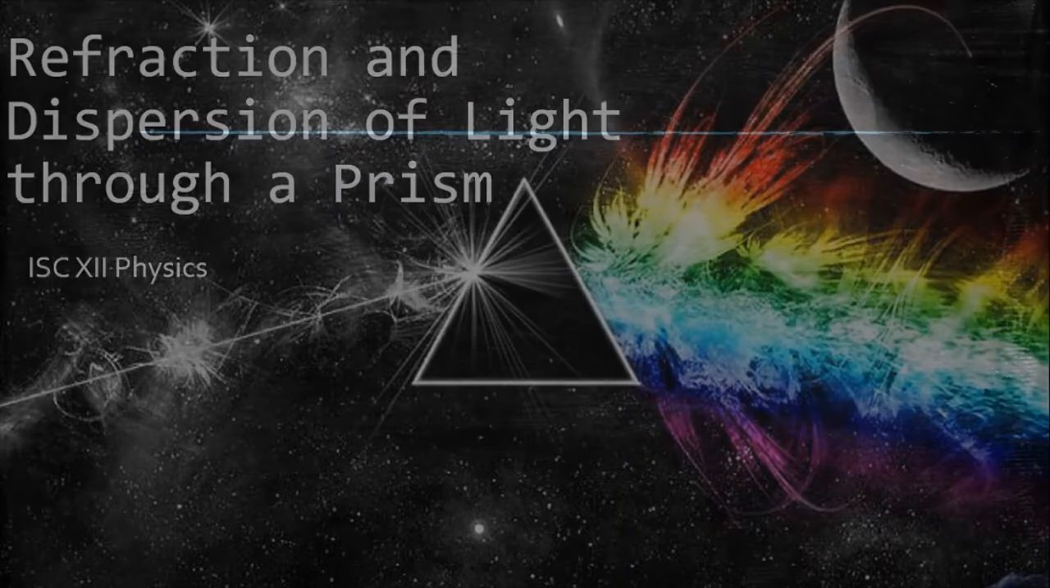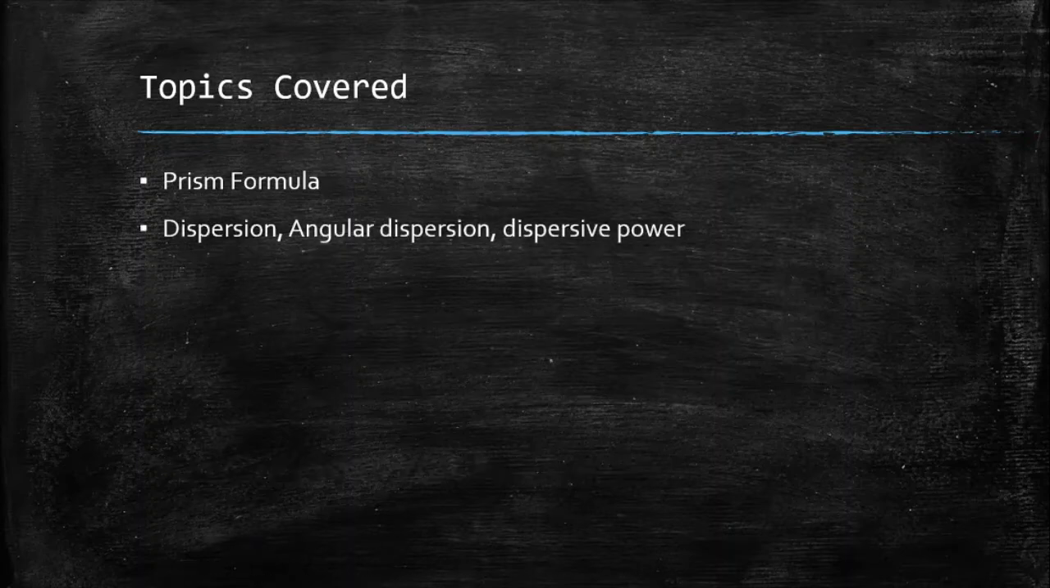Before moving on to the chapter, let us first know what are the topics that we are going to cover in this entire chapter. There are majorly only three main topics. The first one is the prism formula. The second one is dispersion, angular dispersion and dispersive power, mostly of a prism and its applications, and scattering and its applications as well. You should be really relieved that today we are going to only cover the prism formula.